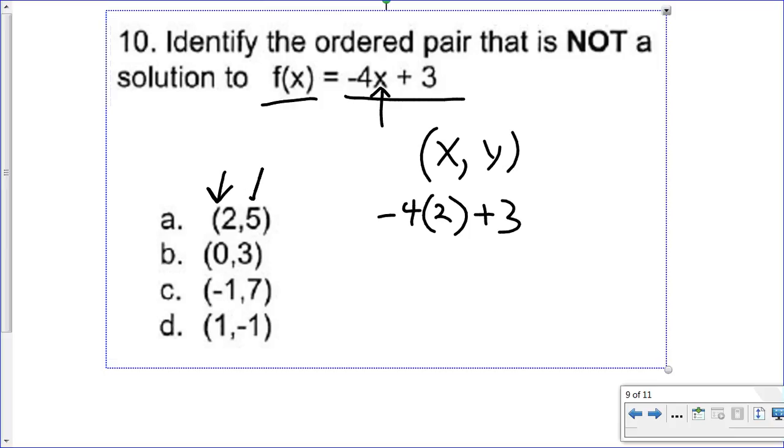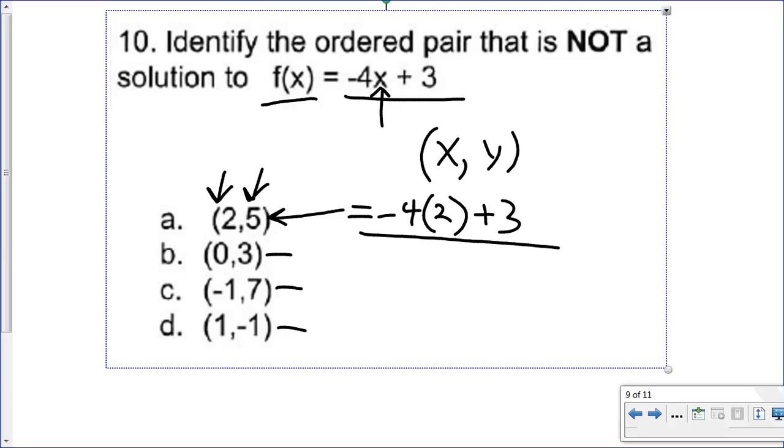Does it equal this number? When we do this operation right here, does it equal this 5? Okay, and you do that for every one of these until you find one that it does not, because it says identify the ordered pair that is not a solution. So evidently they're all solutions with the exception of one. I'm not going to do these for you.